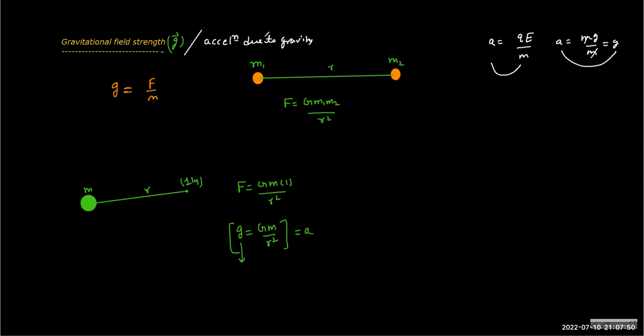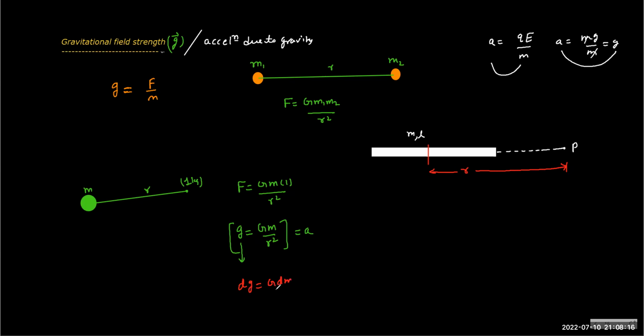So if I give you a rod of mass m, length L, and a similar question, if point P is here and the distance is r, what will be the gravitational field strength? You can say dg is G dm by r square. You can do the derivation. It will be the same thing. So the answer will be what? It will be GM upon r.